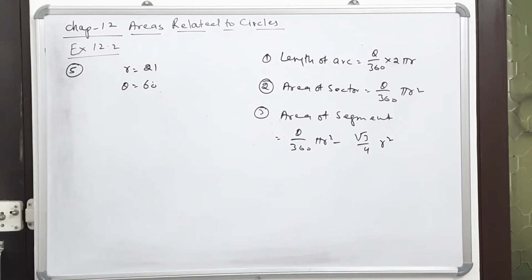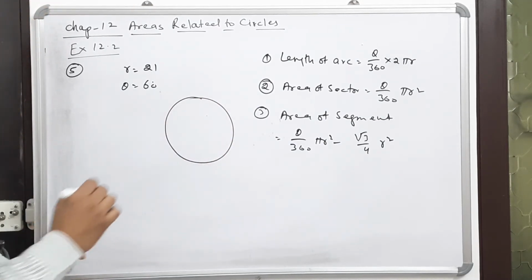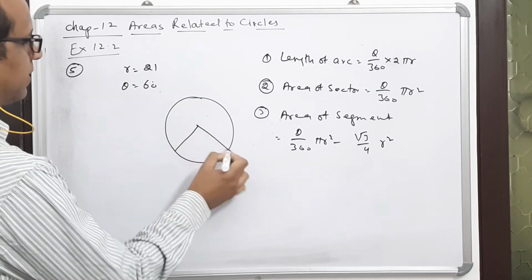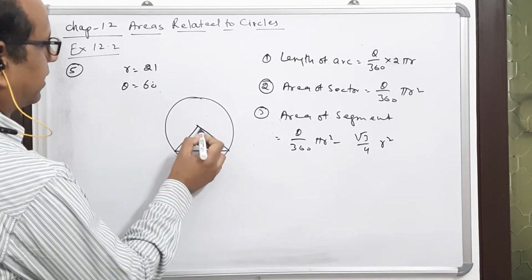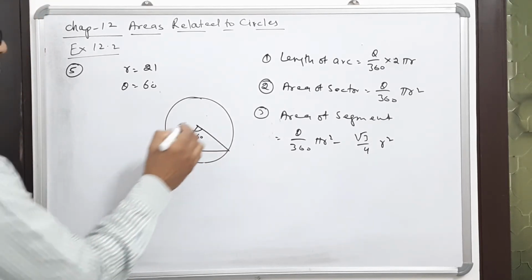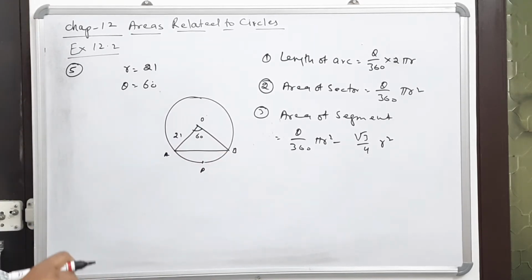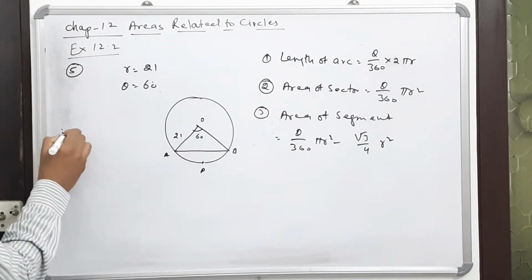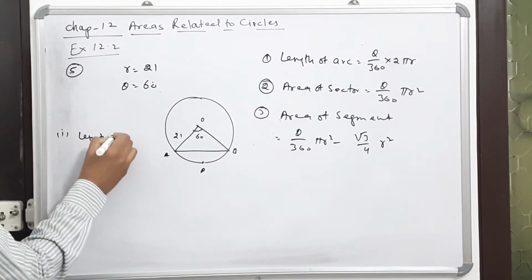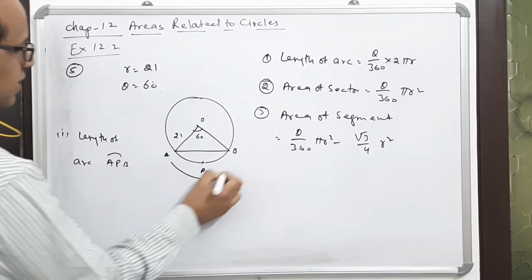It is written here that in a circle of radius 21 centimeter, an arc subtends an angle of 60 degree at the center. So actually the diagram is that the circle's radius is 21 and this arc subtends an angle of 60 degree at the center. Now the first important part is we have to find the length of the arc. Which arc? APB. This arc I am talking about.